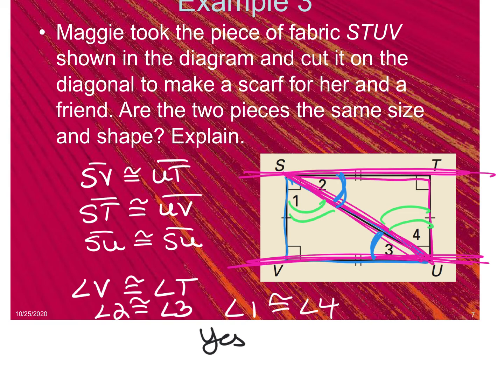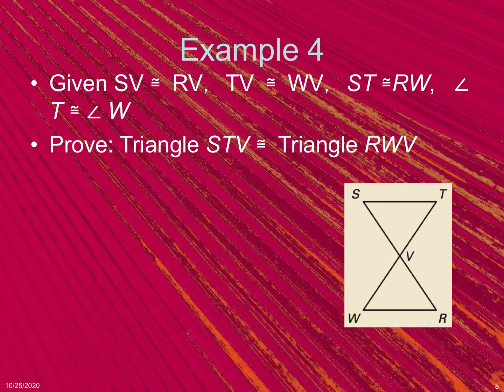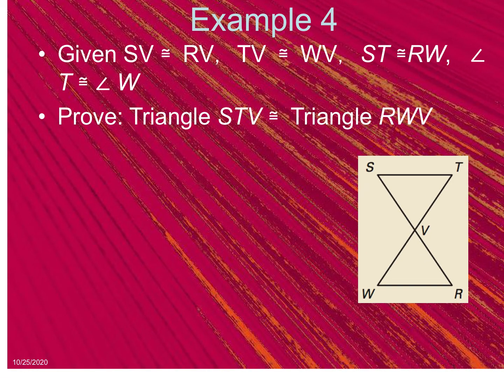And the last one is a proof. Again, we will be doing a lot of proofs in this chapter. Pretty good on example 3. Let's write the proof. Okay, I'm going to set up my statement and reason column. So statements and reasons.